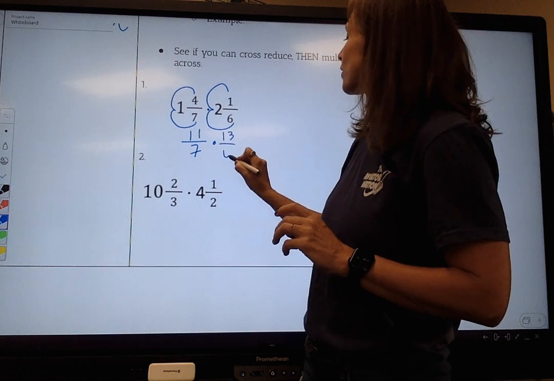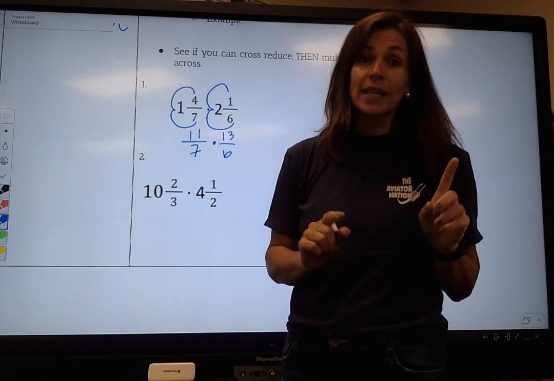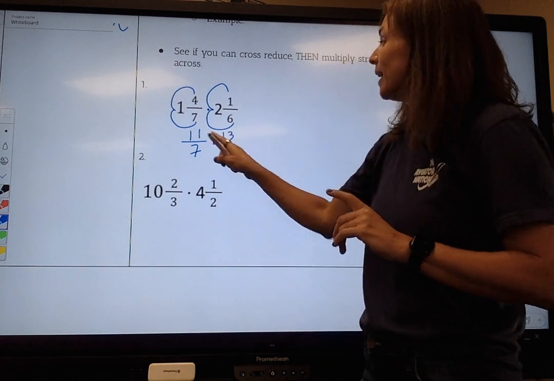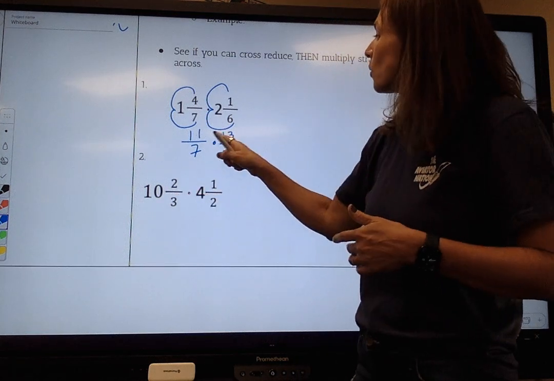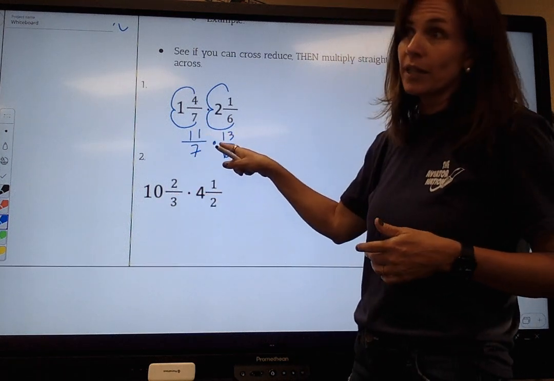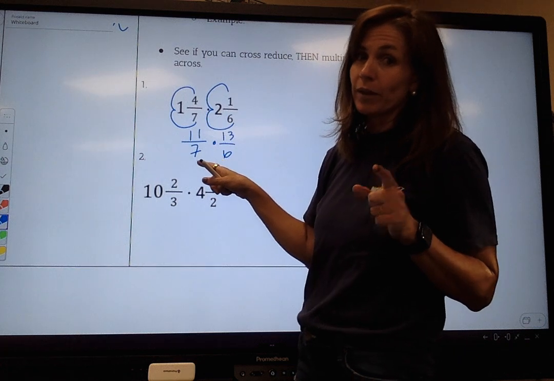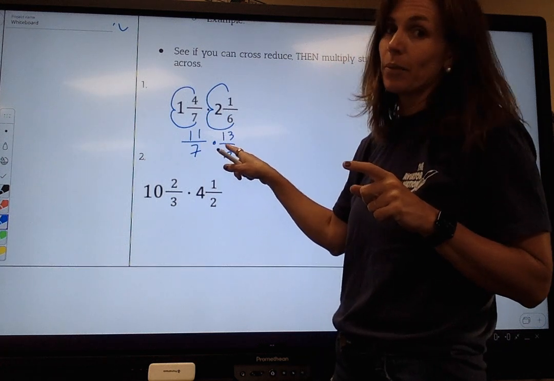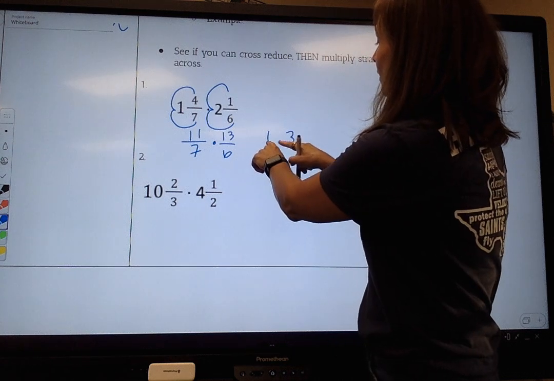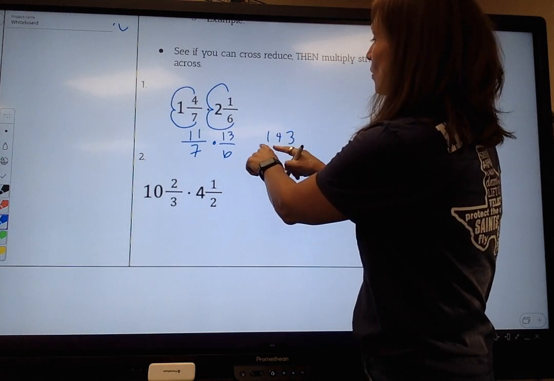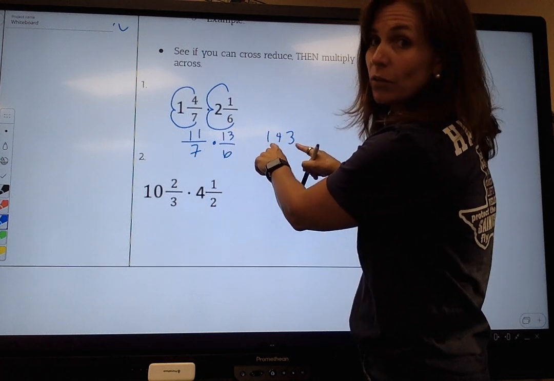That's 13 over 6. Now, I look to see, can I cross multiply? In this case, no. There's no number that goes into both of those. So I'm going to multiply 11 times 13. Do y'all know the trick for multiplying 11s by a number? You split 1 and 3 and you add. 1 plus 3 is 4. So 11 times 13 is 143.